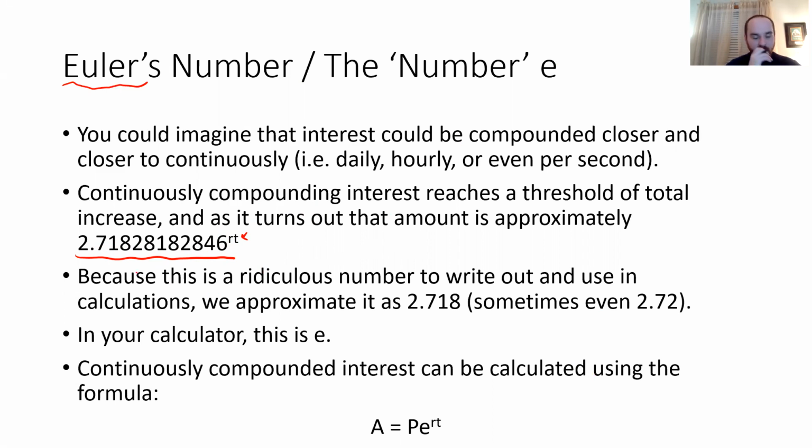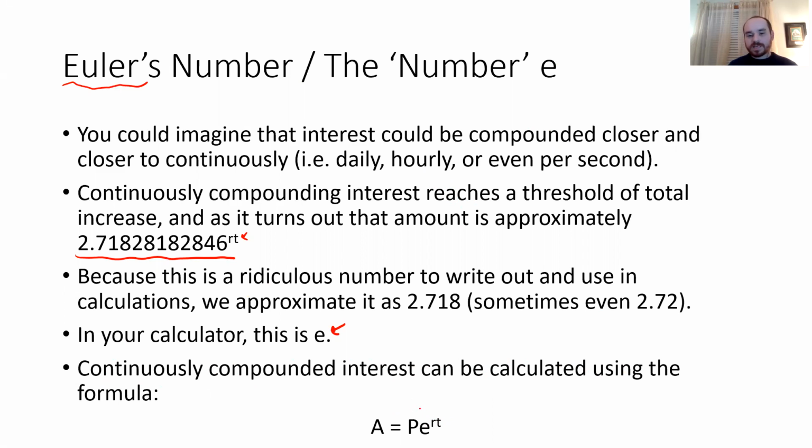This number, like I said, is really hard to come to. I can show you a little bit of it. I don't actually know the full derivation of this number, but luckily it's in your calculator as E. So that's why this is titled the number E. When you have continuously compounded interest, it can be calculated using the formula A equals P times E raised to the RT.